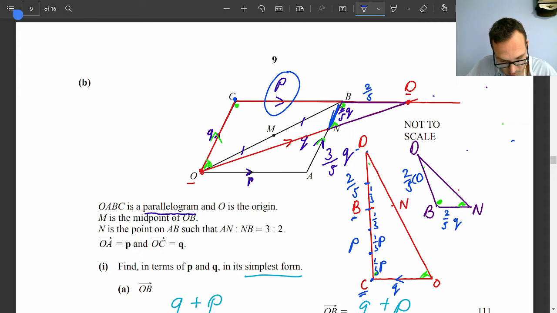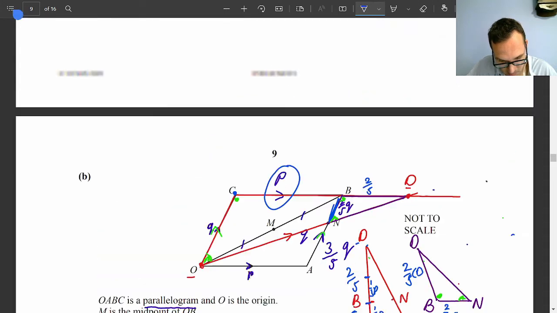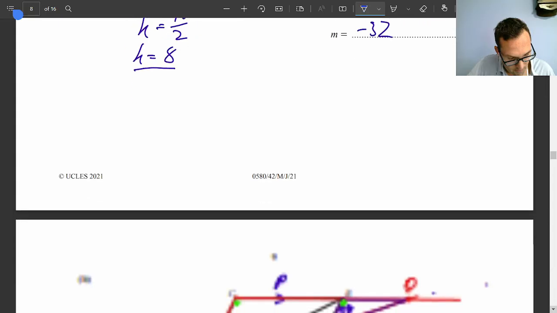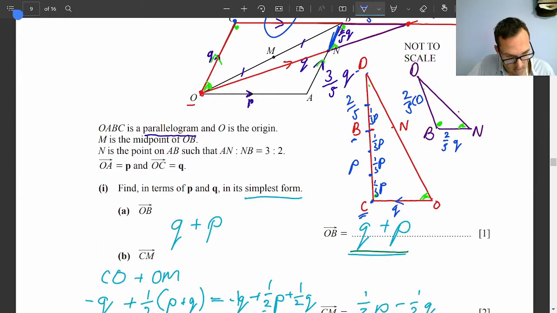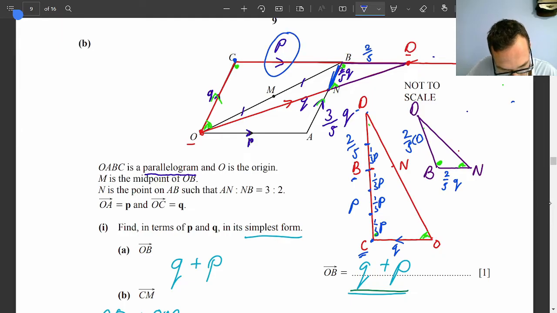A third P, a third P, a third P, another third P, and another, goodness me, third P. So finally, the line CD is 1, 2, 3, 4, 5 thirds P.